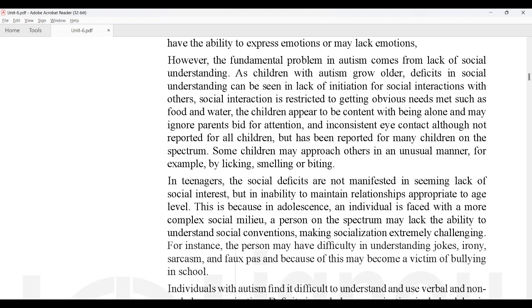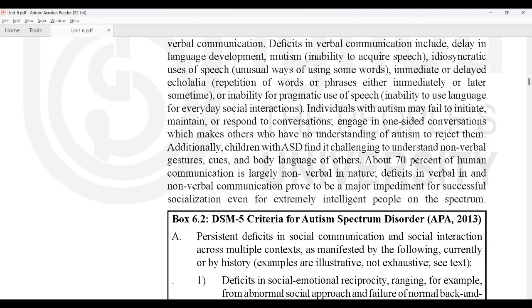For instance, the person may have difficulty in understanding jokes, irony, sarcasm, and faux pas, and because of this may become a victim of bullying in school. Individuals with autism find it difficult to understand and use verbal and nonverbal communication. Deficits in verbal communication include delay in language development, mutism, inability to acquire speech, idiosyncratic uses of speech, unusual ways of using some words, immediate or delayed echolalia, repetition of words or phrases either immediately or sometime later, or inability for pragmatic use of speech, inability to use language for everyday social interactions.